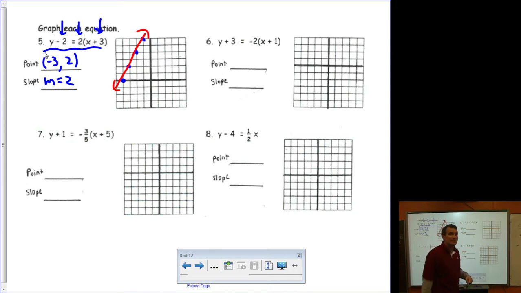Number 6, I need to name the point that was used to write this equation. The x value is right here, and the y value is right here. Remember that typically those are minus, so that x value must be a -1, which turned it into a plus. And the y value as well must be a -3. And of course the slope is right here.